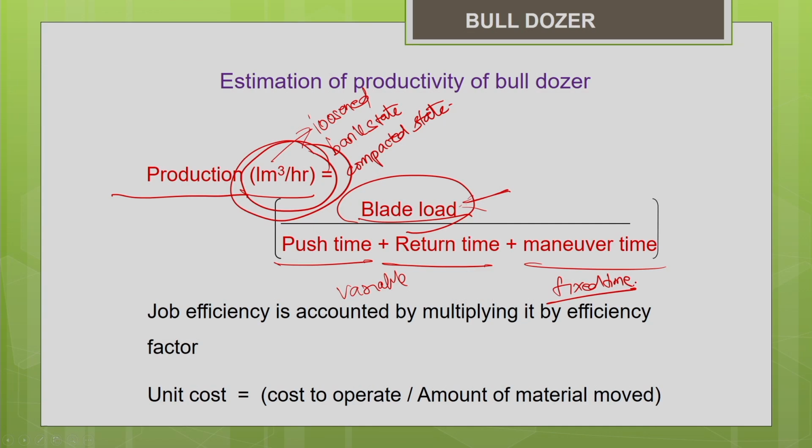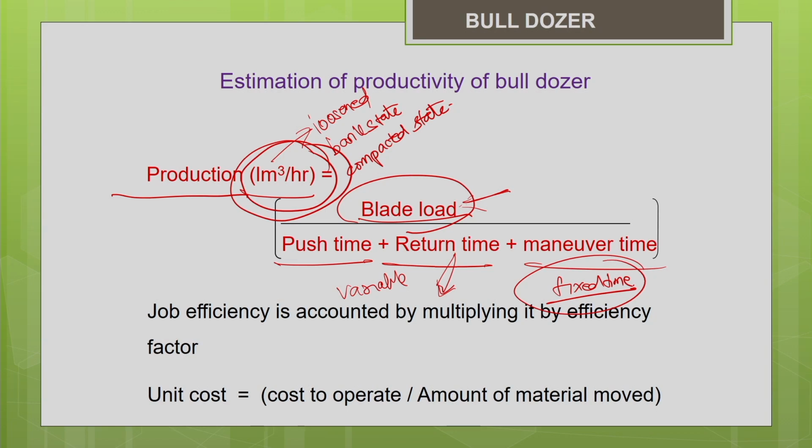Just now I explained how to calculate the push time. It depends upon the haul distance and the speed of the machine. That speed depends upon the actual project conditions, the underfoot conditions at your project site. Obviously, the return time will be less compared to the push time, because in the return your blade will be empty, an unloaded condition, so the machine can travel faster compared to the onward journey. The maneuver time will vary depending upon whether it is manual gear change or automatic gear change.